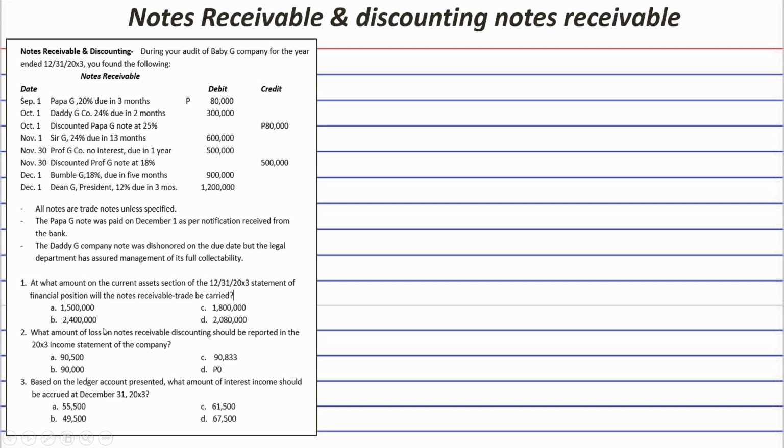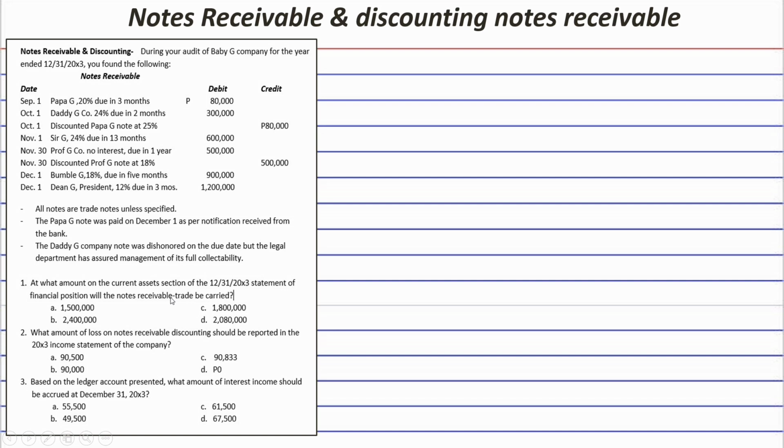Okay? So, if I were you, the very first step is, of course, I will focus on the requirements or the questions. So, we have here number one, on December 31, 20X3, what is the notes receivable trade balance? So, I'm going to highlight the word trade because it means this question is asking for the notes receivable related to the normal course of business of Baby G. Like, for example, it should be a receivable from customer, something like that.